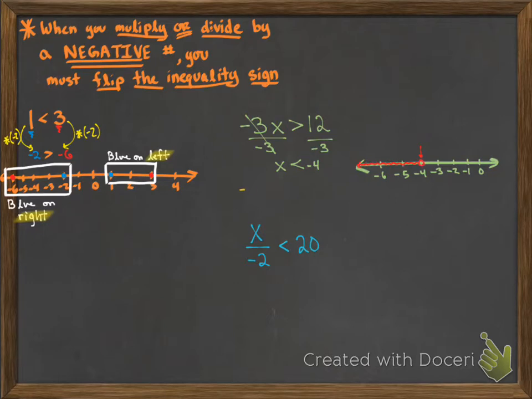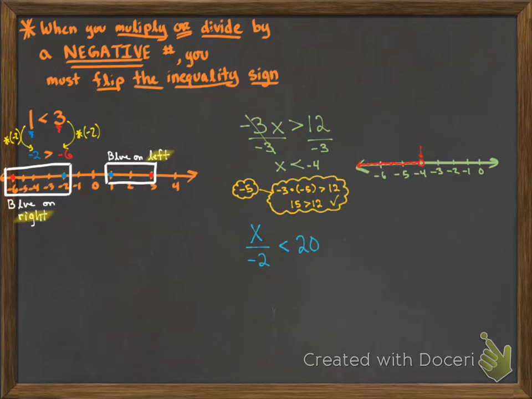All right? And you can check it. You can check your inequalities by picking a number that makes it true. So the one that we solved, x is less than negative 4, we'll pick a number that's less than negative 4. So I pick negative 5. Negative 5 is less than negative 4. And then plug it into your original inequality. So negative 3x is greater than 12. So negative 3 times negative 5 is greater than 12. And then solve. Negative 3 times negative 5 is 15. 15 is greater than 12. That's a true statement. So I know I've gotten it right.